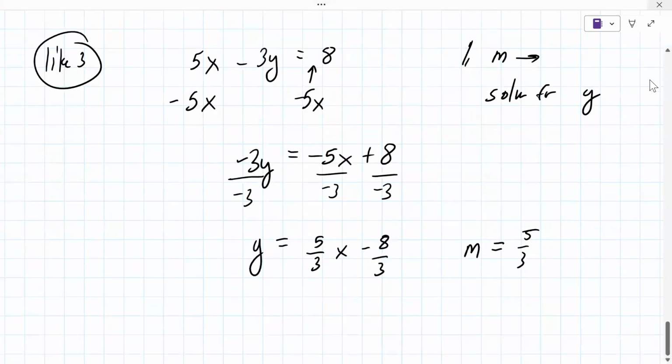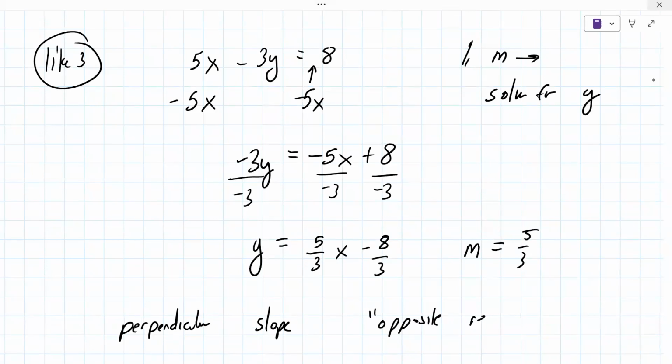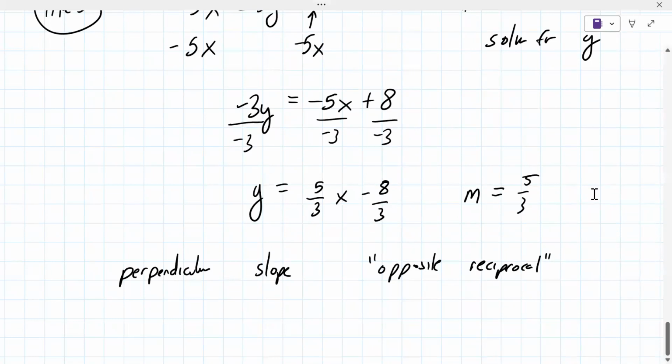Right, now the perpendicular. Do you remember how to find the perpendicular slope from the given slope? I don't. So it's called the opposite reciprocal. Does that mean anything to you? Kinda, yeah. Okay, so the reciprocal means to flip the fraction, and then opposite means to negate it. So if it's positive, it becomes negative. So this is your new slope.